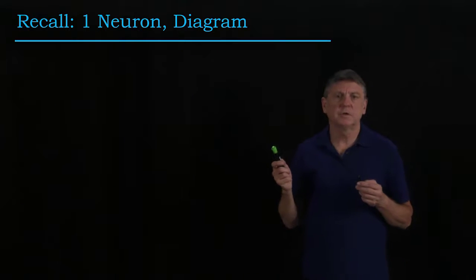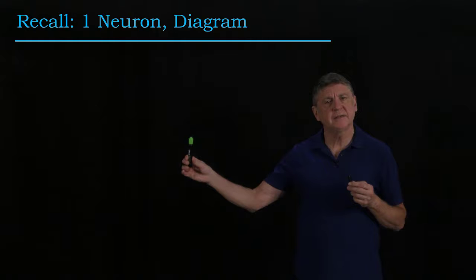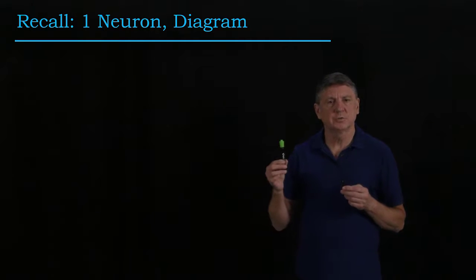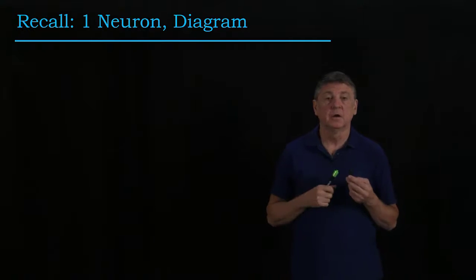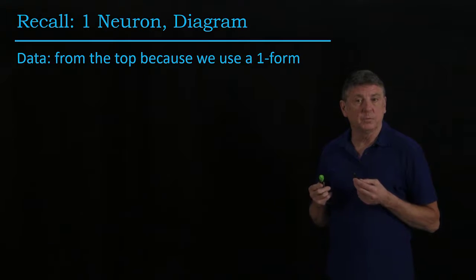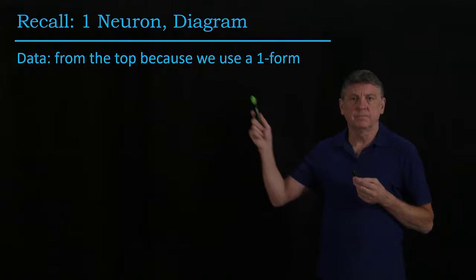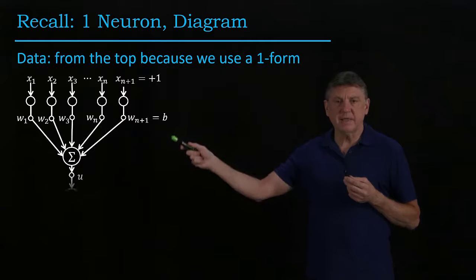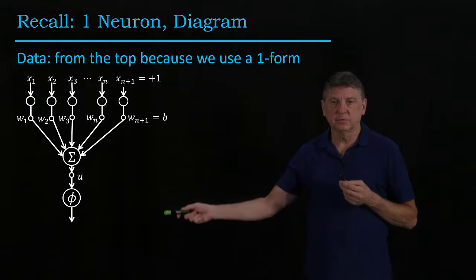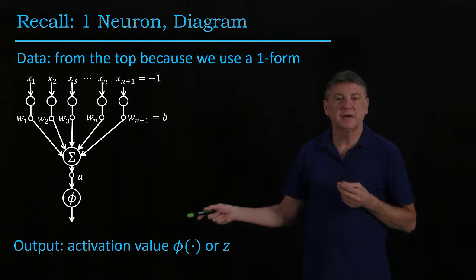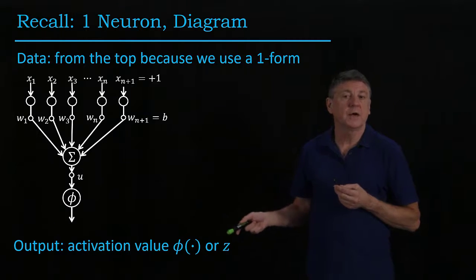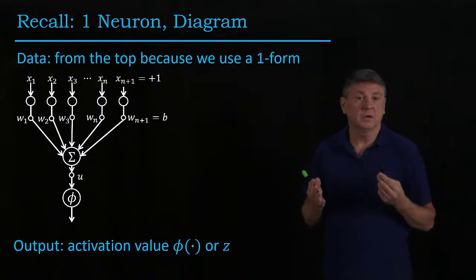Let's recall the neuron diagram. Originally we had the data going from the left to the right, which made a certain amount of sense when we thought of data as a vector. Now that we think of data as a one form, we'll write it from the top to the bottom. So our data start and then they go through the weighting, then they go through the summation, and then we get the output. And we'll represent the output as either a function or as a value, depending on our immediate needs.